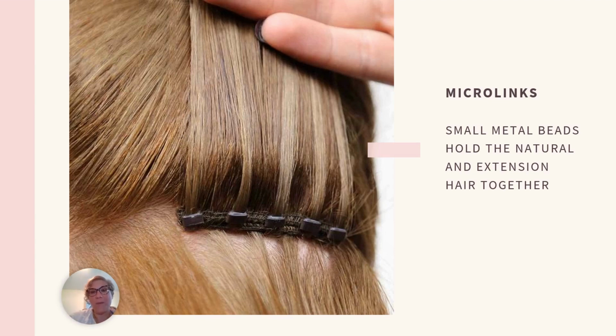So what a microlink is, it takes a little metal bead that you slide the extension piece in along with the actual hair. Then you take a crimping plier, basically. They make them for this. You don't just go to the hardware store and get a plier, and you crimp it. You lock it into place, and it holds it all together. So the cool thing about microlinks is they don't do as much damage as some of these adhesives because you're not putting glue in the hair.